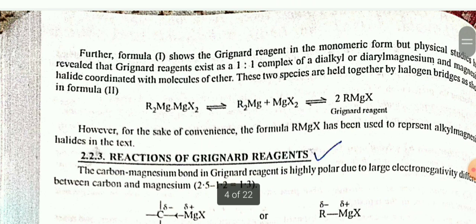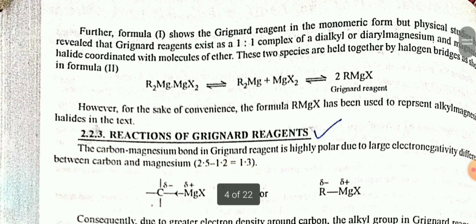Further, the formula shows Grignard reagent in the monomeric form, but physical studies have revealed that Grignard reagent exists as a 1:1 complex of a dialkyl or diaryl magnesium and magnesium halide coordinated with molecules of ether. These two species are held together by halogen bridges as shown in the formula. R2Mg.MgX2 gives R2Mg plus MgX2, which further gives 2RMgX, that is Grignard reagent. However, for the sake of convenience, the formula RMgX has been used to represent alkyl magnesium halide in the text.